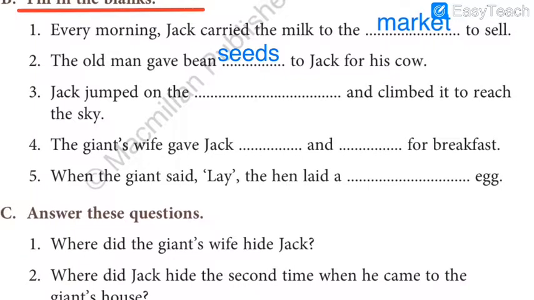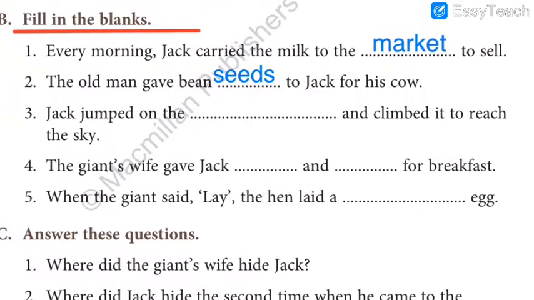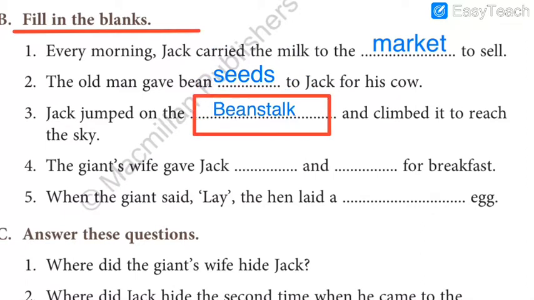Okay. Now, number 3. Jack jumped on the dash and climbed it to reach the sky. So on which thing, students, Jack jumped and reached to sky? Obviously beanstalk, right? So let us write the answer. Beanstalk. I hope you are also writing the answers with answer number properly. Answer 3 is beanstalk.